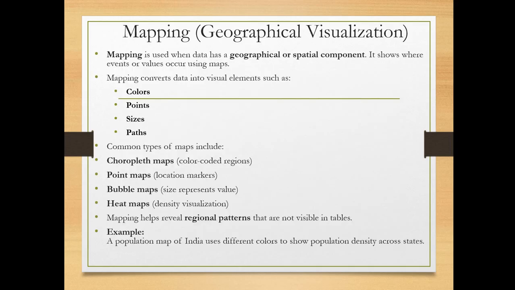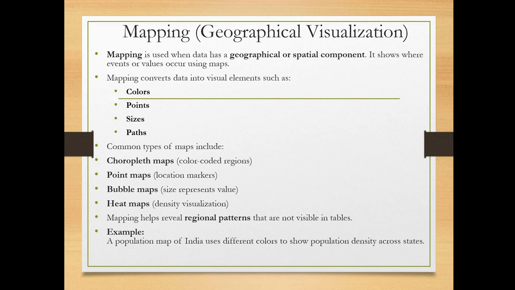And next, mapping. Mapping is used when the data has a geographical component. It displays the information on maps using colors, markers, or size to represent the values. Mapping helps reveal the regional patterns that are difficult to see in tables. Common types of maps are choropleth maps, point maps, bubble maps, and heat maps.